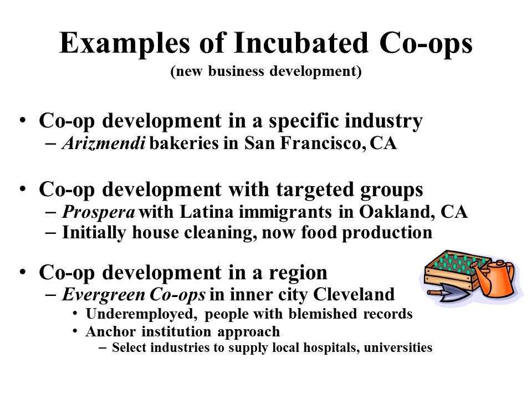Those bakeries are doing quite well, and those member owners are doing quite well, earning a very good wage and very good patronage refunds in an industry that doesn't always treat people well. So, a wonderful example of an incubated co-op. Another example is an incubation within a targeted population. This is also in Oakland, California, a nonprofit called Prospera. It was formerly called Wages.